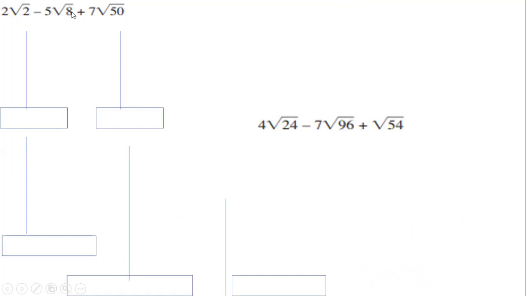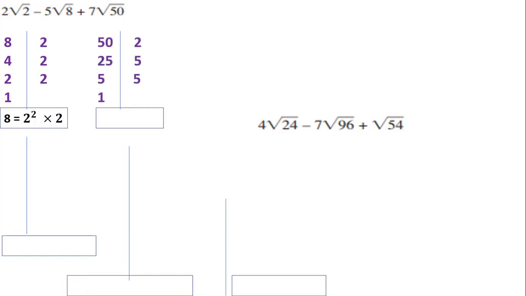8 is a composite number, so we should change it to prime factors using prime factorization. 50, we change it to prime factors using prime factorization. This is the prime factorization of 8, so we write 8 equals 2 squared times 2.